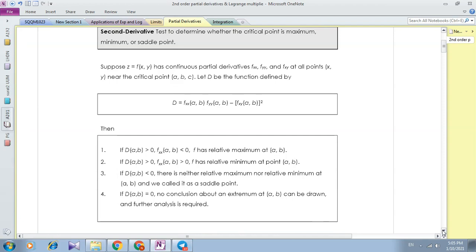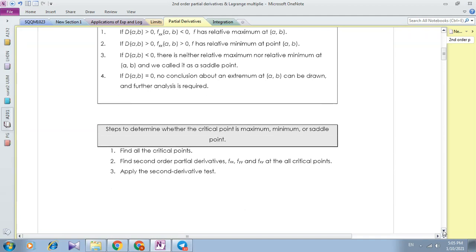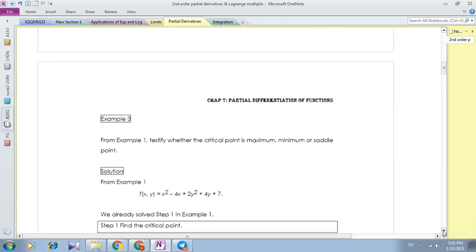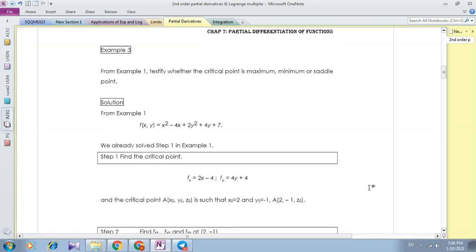Okay, let's look at it by this example. Let's do example 3. Some steps are done for you. Example 3 is using the same function as in example 1. We already solved step 1 in example 1, to find the critical point.